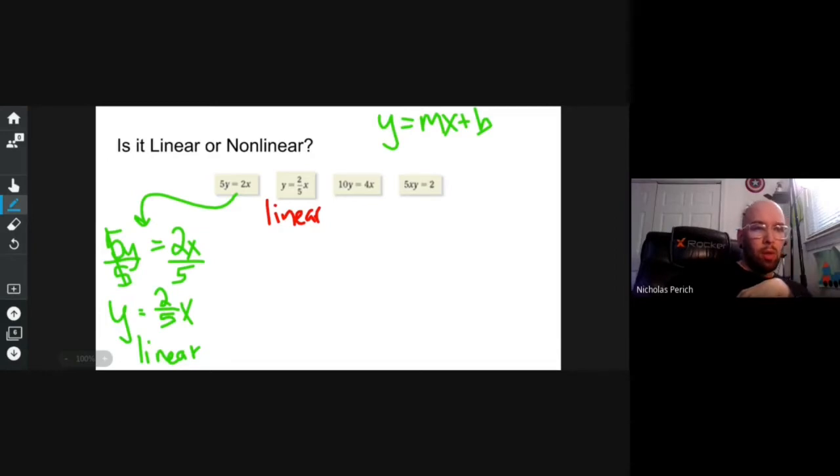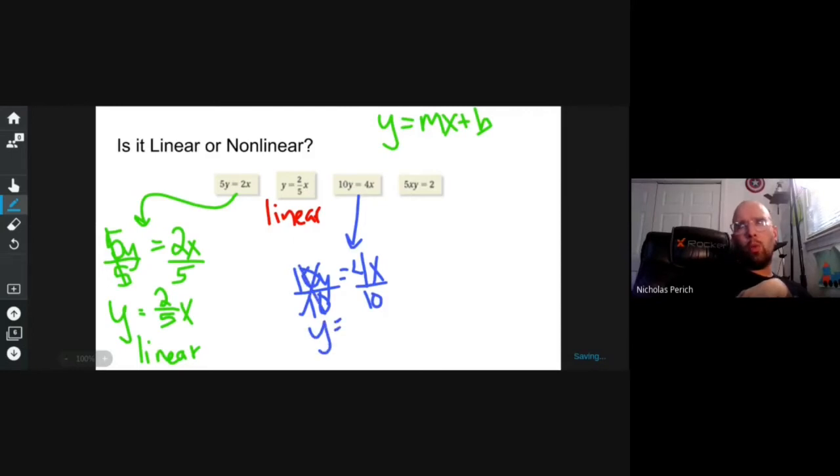What about you? Is y all by itself? No. But can I get y all by itself? Of course I can. I can divide both sides by 10. Y equals 4 over 10. Oh, that's just 2/5 again. So look, y equals 2/5 x again. Y is on the left again. X is on the right again. There's no other crazy things turning x into something crazy again. So this is linear again, just like it was here and just like it was here.